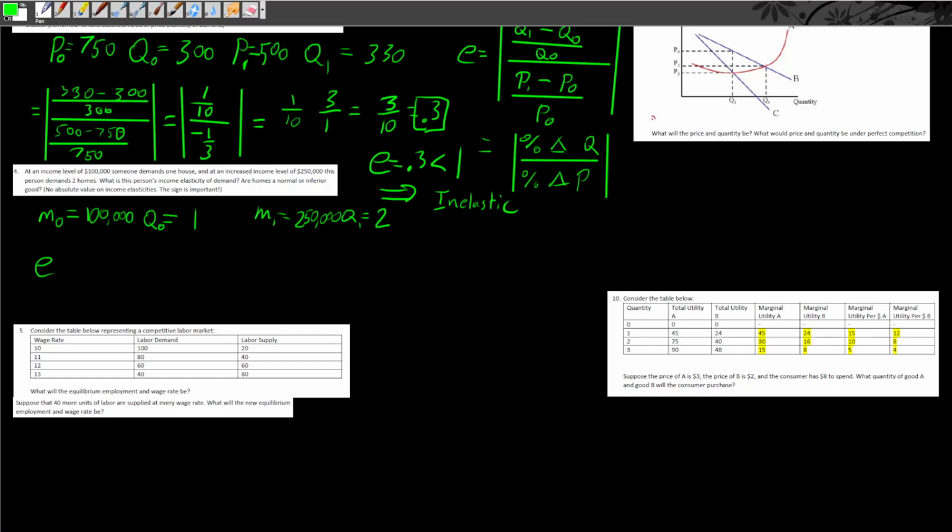So to go ahead and set that up in our formula, quantities always go in the numerator. So it's going to be 2 minus 1 over 1. The new value minus the old value over the old value. In the denominator, we've got 250,000 minus 100,000 over 100,000.